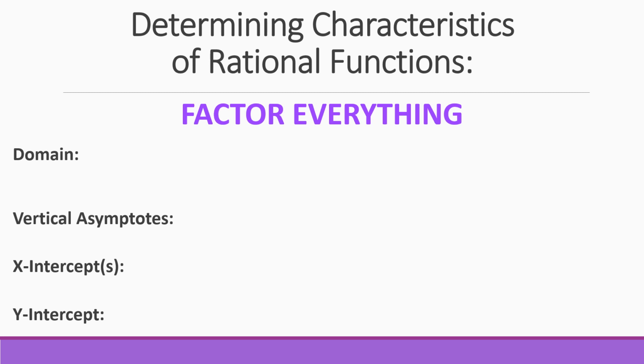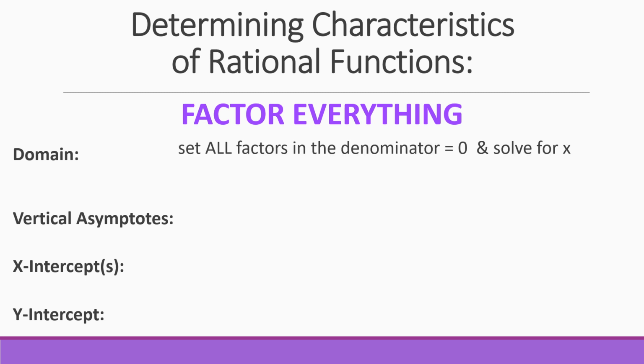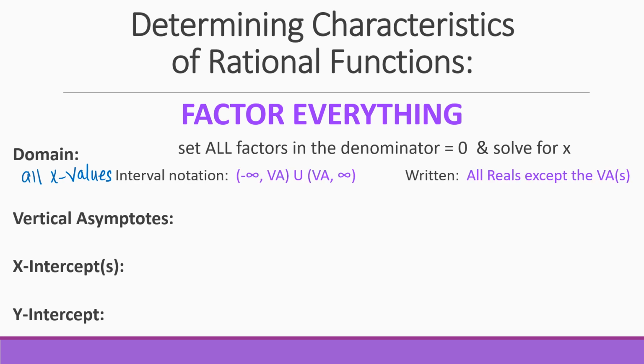Our domain of our functions is, remember, representative of all of the possible x values. So in order to determine the domain, remember it's going to have a break in the domain, or at least have a vertical asymptote. We need to set all of the factors in the denominator equal to 0 and solve for x. That's very, very similar to determining the excluded values that we did in our previous examples and previous lessons when we were simplifying and solving rational equations.